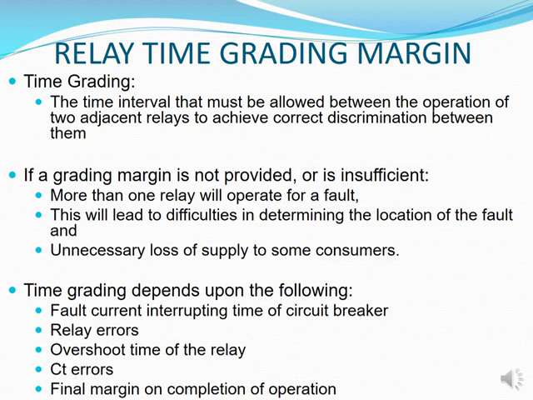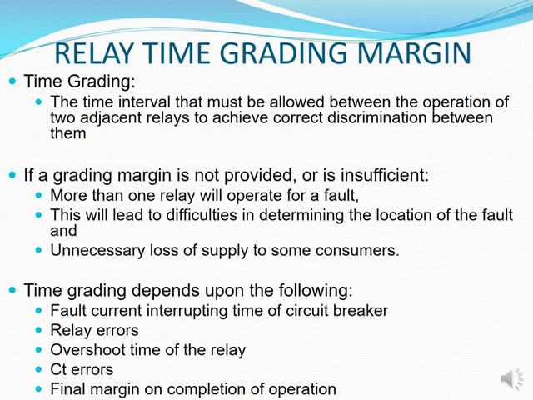If a grading margin is not provided or is insufficient, then you're going to have more than one relay operate for the same fault. This will lead to difficulties for you as an engineer and for the people who need to go and find the fault and determine exactly where it was. Unnecessary loss of supply to some of the consumers will happen, and a lot of time will be wasted working out where the fault is.